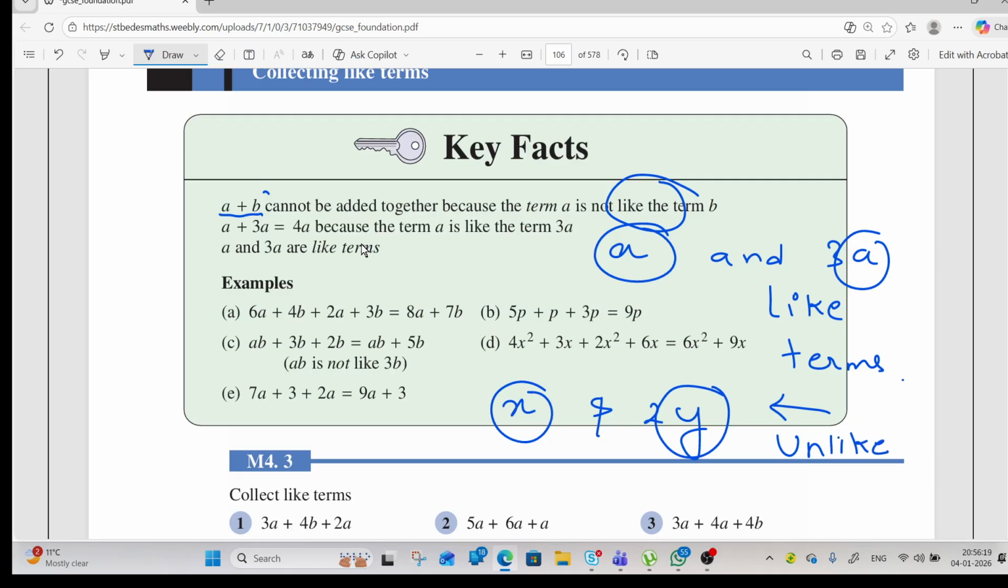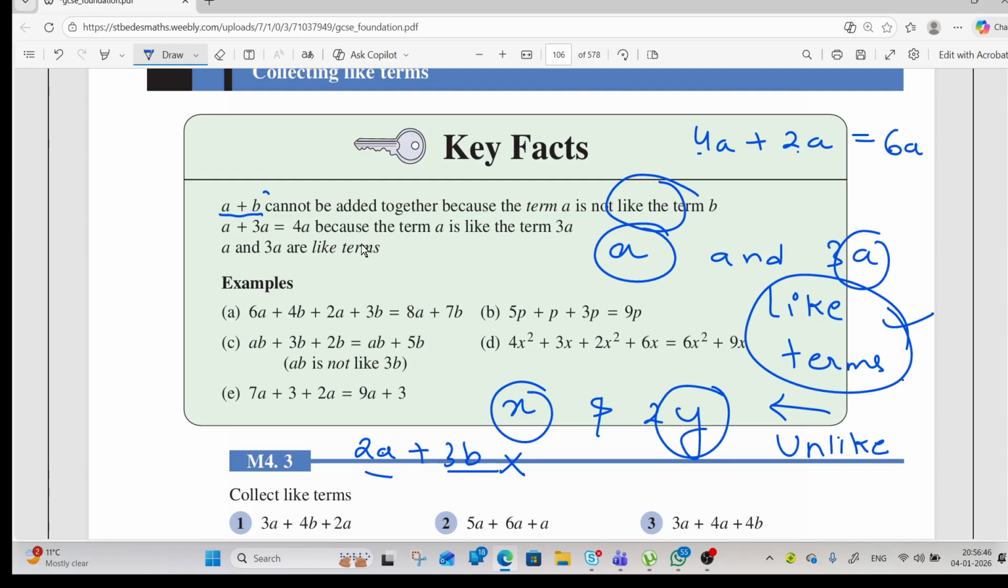We can never add or subtract unlike terms. We can only add or subtract like terms. For example, if I have 2a plus 3b, I cannot add them or solve it any further because one has a, the other has b. They are unlike. But if I have 4a plus 2a, I can add them. 4 plus 2 is 6. This would be 6a because they both are like terms.